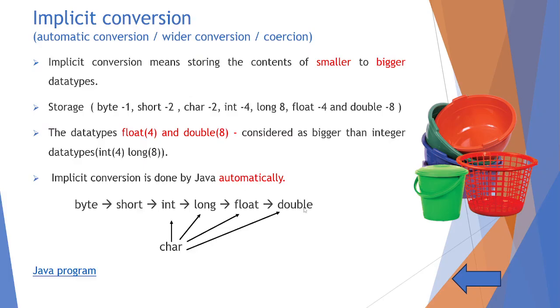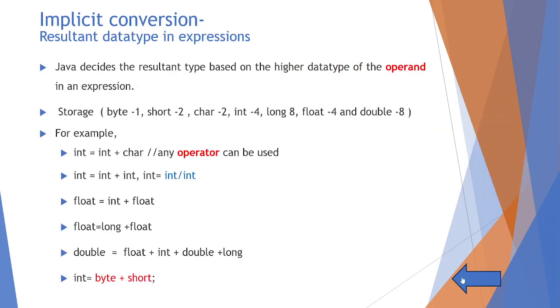So we understood this particular slide. Now, the resultant data type is decided by Java itself. What is a resultant data type? It is based on the higher data type of the operands in the expression. You know the storage: byte, short, char, int, all those things. Now, any operator can be used here: plus, minus, multiplication, greater than. The link for operators and operands is given in the description box.